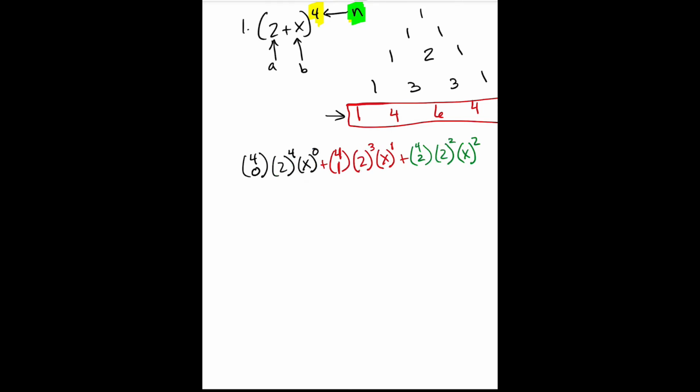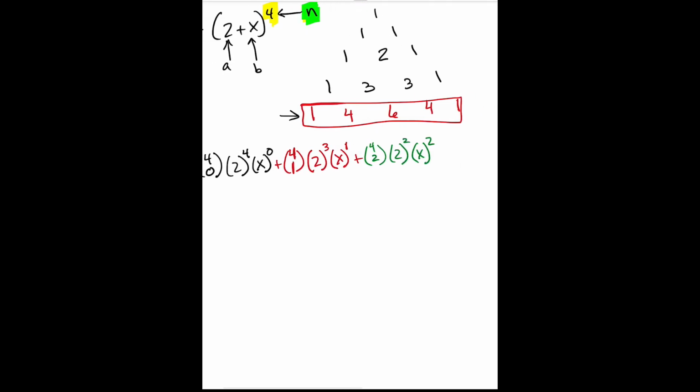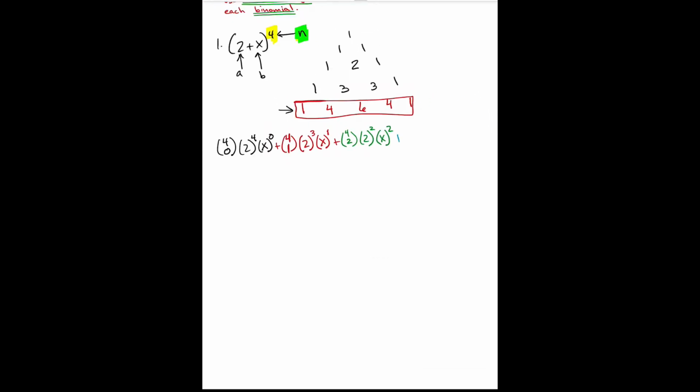And then finally, my last term, let me make some space here. My last term will be some coefficient, 4 choose 3 times a to the first power times x to the third power. Now also notice how my exponents all add up to whatever my n was, which is 4. See, when I add all these up, that's 4, this is 4, and that's 4, right? So take notice of that pattern.